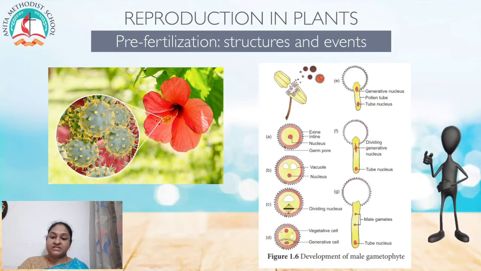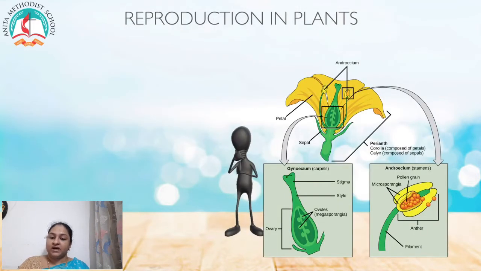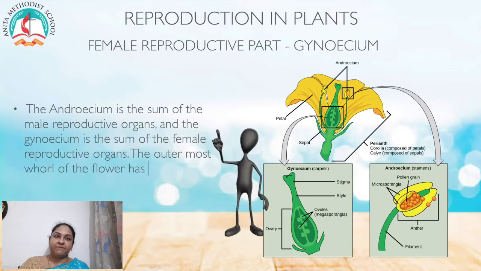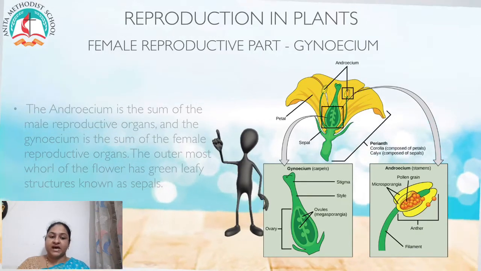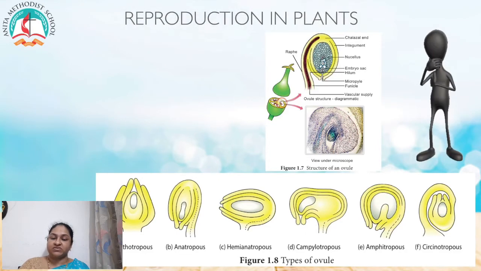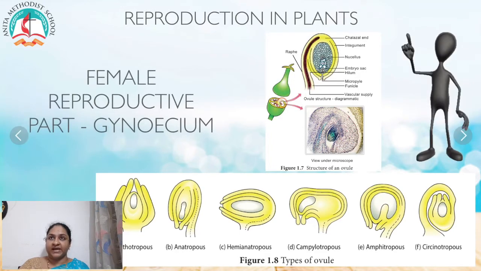So the androecium is the sum of the male reproductive organs and the gynoecium is the sum of the female reproductive organs. The outermost whorl of the flower has green leafy structures known as sepals. The ovule is also called the megasporangium, and it is protected by one or two coverings called integuments. The types of ovules are classified based on their orientation, form and position of the micropyle with respect to the funicle and the chalaza.